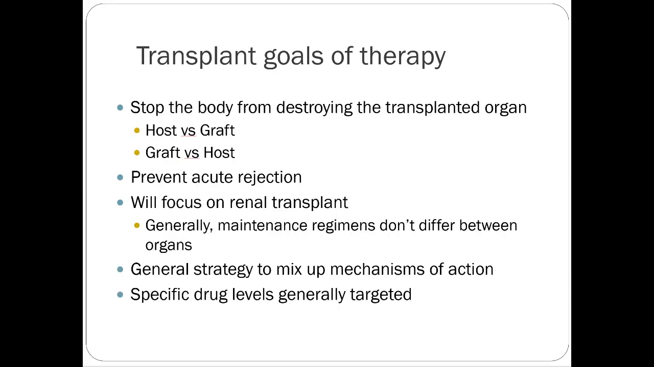So goals of therapy for transplant medicine: we want to stop the body from destroying the transplanted organ and prevent acute rejection. So host versus graft, graft versus host. Host versus graft is exactly what it says, when the body tries to attack a transplanted organ. Graft versus host would be like in a bone marrow transplant, when the cells the bone marrow is producing may actually cause an acute immune response against the body as a whole. So we can suppress the immune system both ways, but we're going to focus on solid organ transplant, so preventing host versus graft disease.